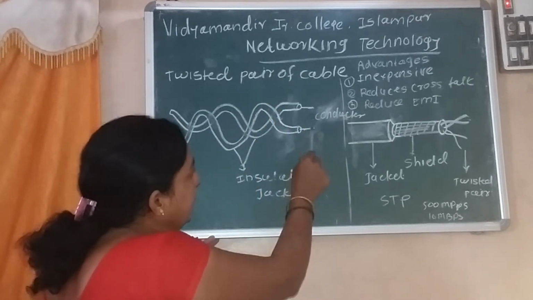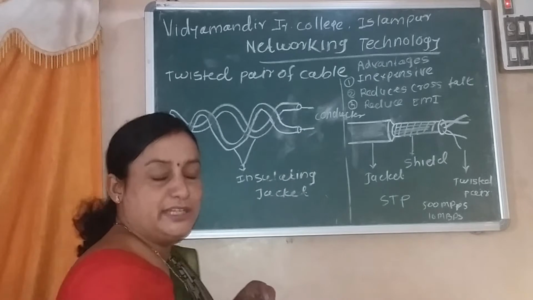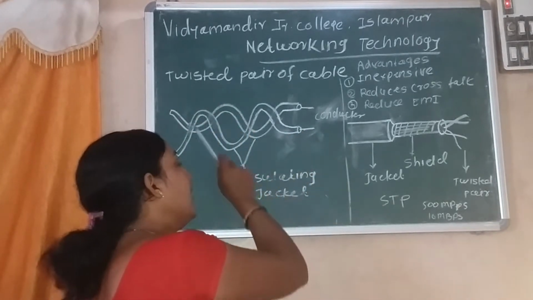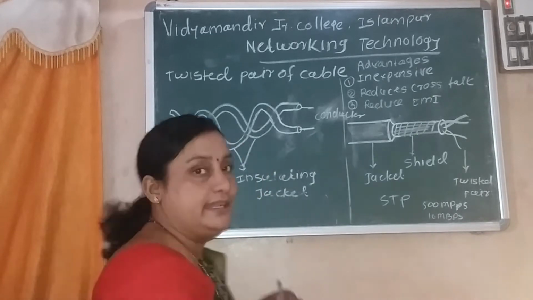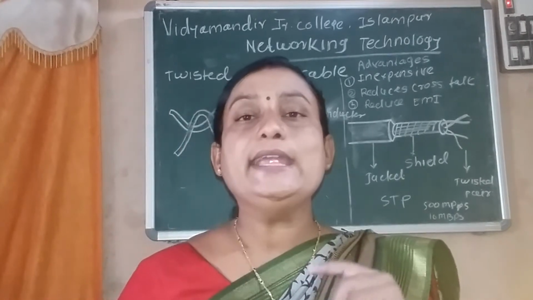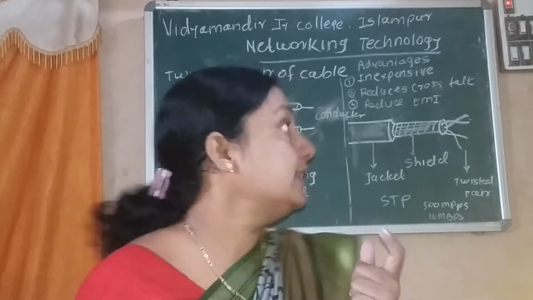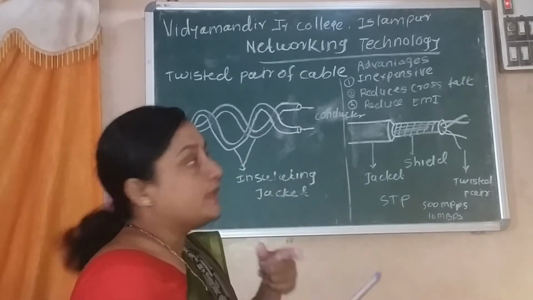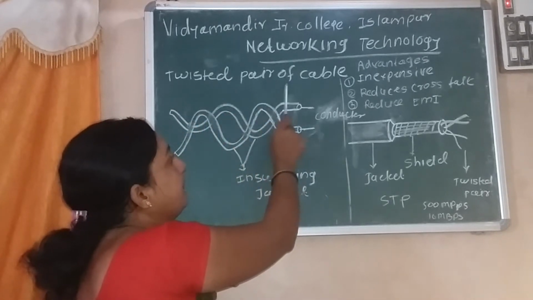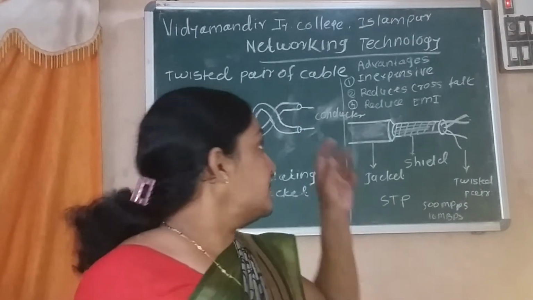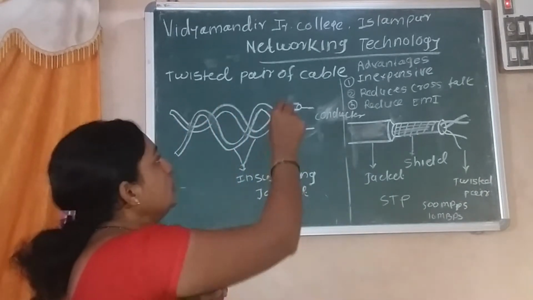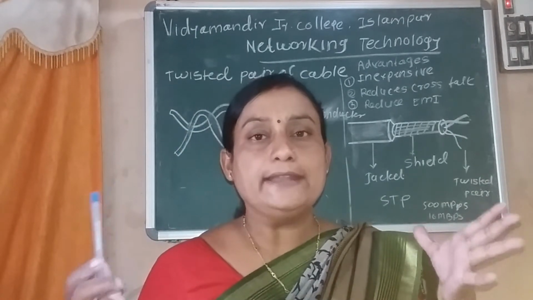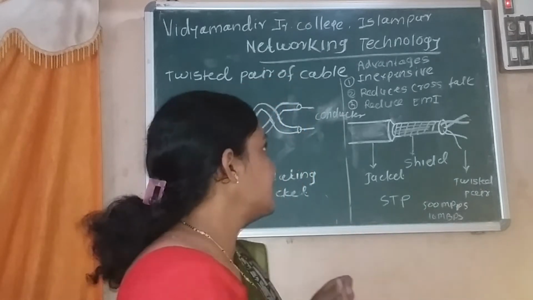There is a conductor which is made mostly of copper wires, and around the copper wire there is an insulating jacket wrapped around the conductor, and the structure is made up of twisting. So it is called a twisted pair cable. This cable is used for short distances. Mostly this cable is used for data transmission over a short distance.